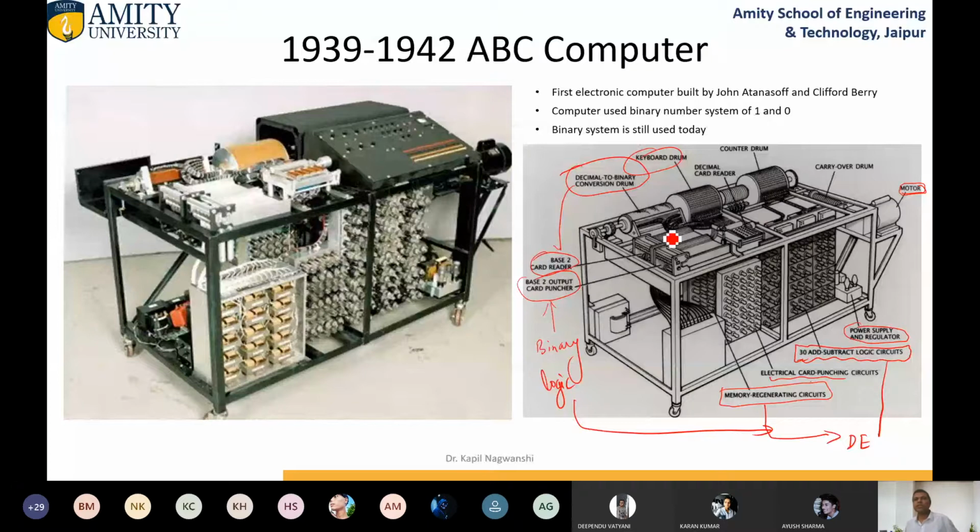Nothing is digital, and you won't be able to see the answer in terms of digits. Only some display is shown, on the basis of which you will be able to predict the answer. So this is how this ABC computer came into existence, and this is how it is named.